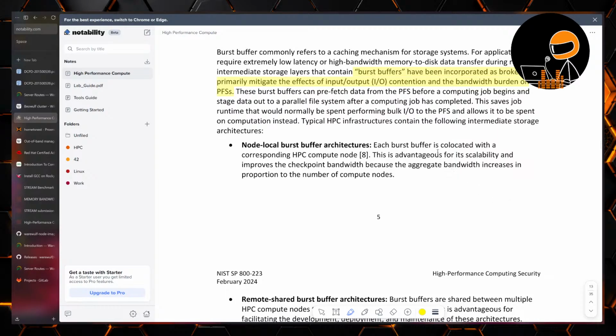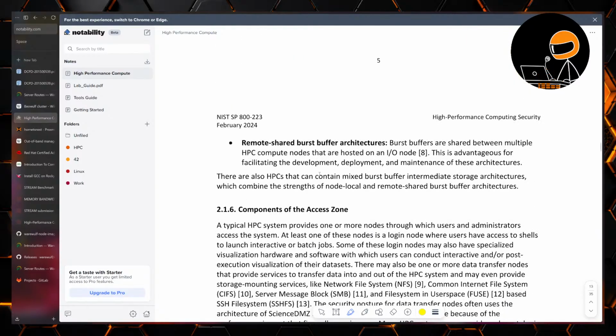Each burst buffer is co-located with a corresponding HPC compute node. This is advantageous for scalability and improves the checkpoint bandwidth, because the aggregate bandwidth increases in proportion to the number of compute nodes. Remote shared burst buffer architectures.